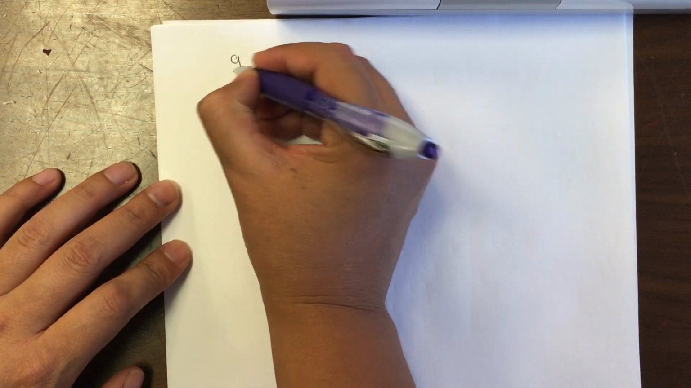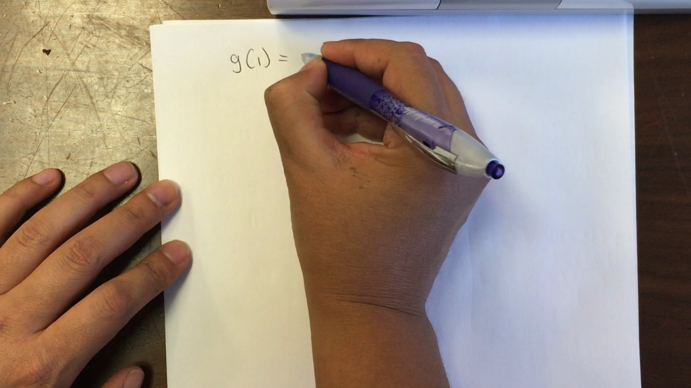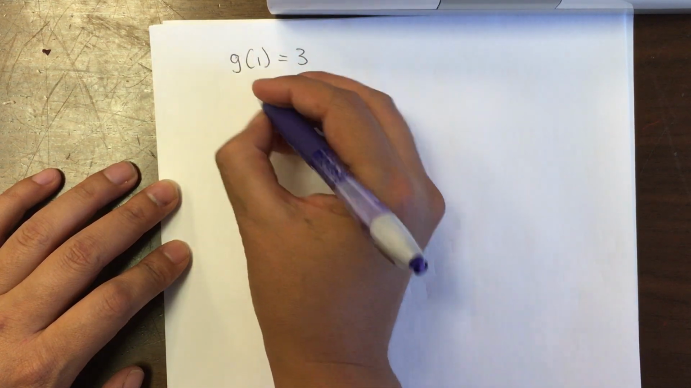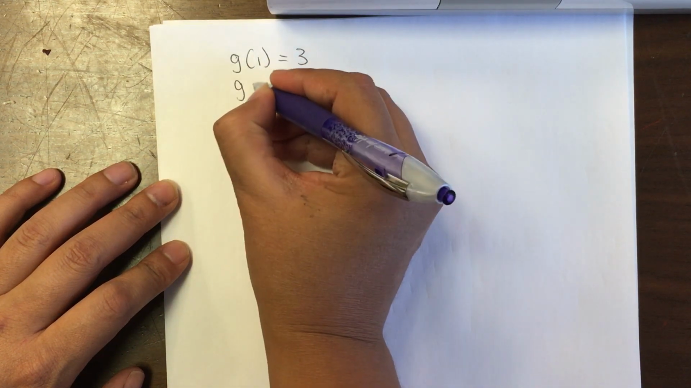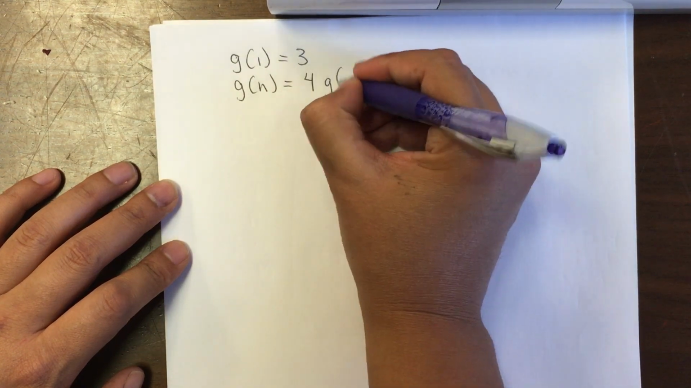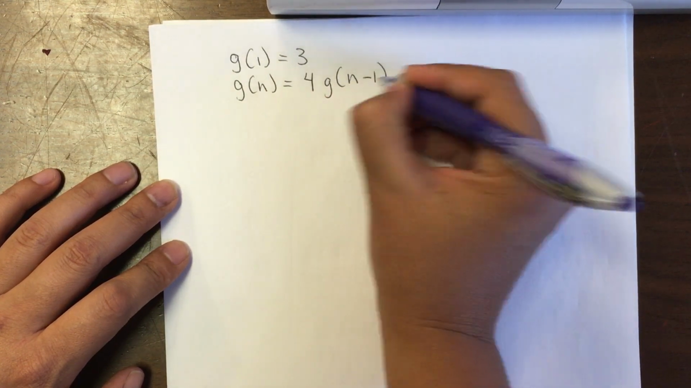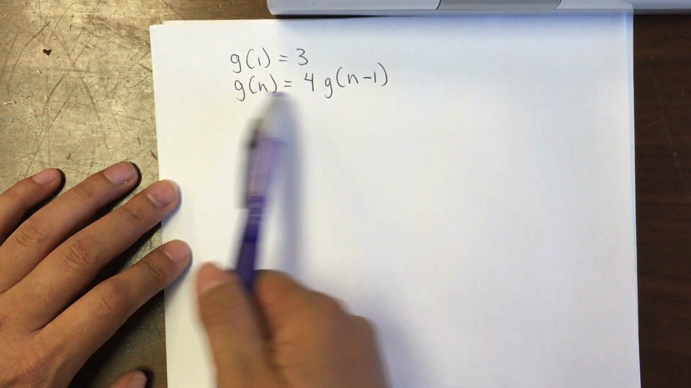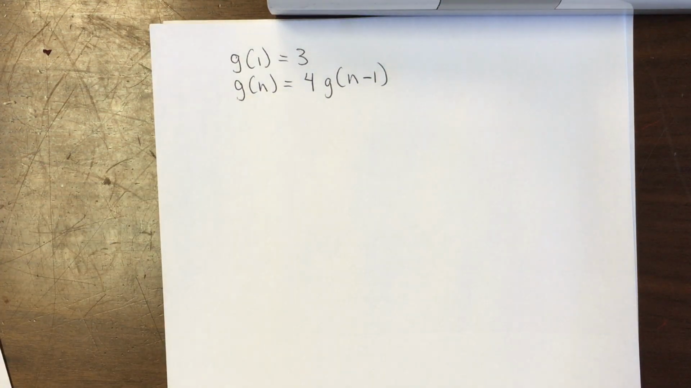Okay, let's do g of 1 is equal to 3. And then g of n is equal to 4 times g of n minus 1. So don't get scared just because I changed to g. It's the same thing. I'm just using it to differentiate from the previous function, but it's exactly the same.